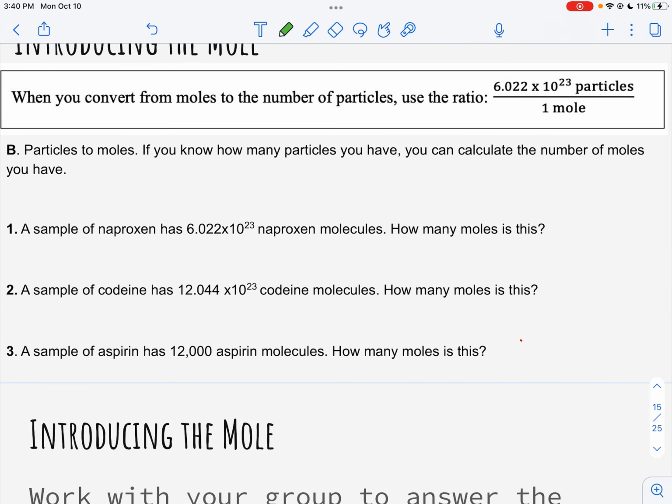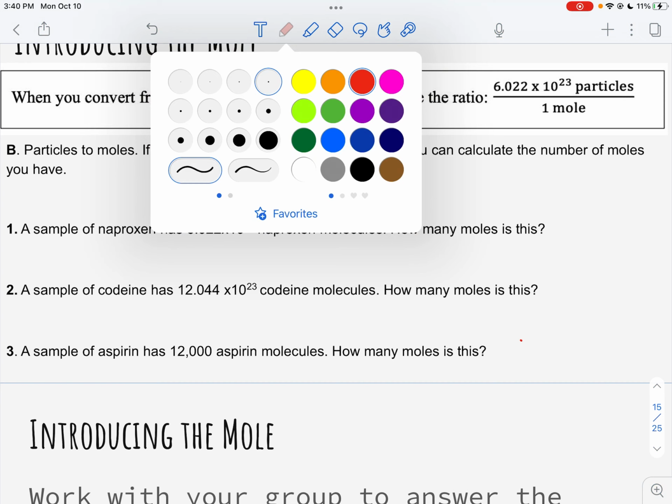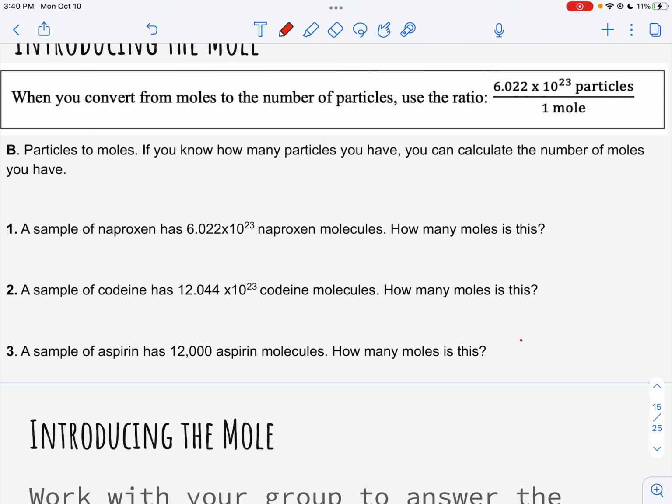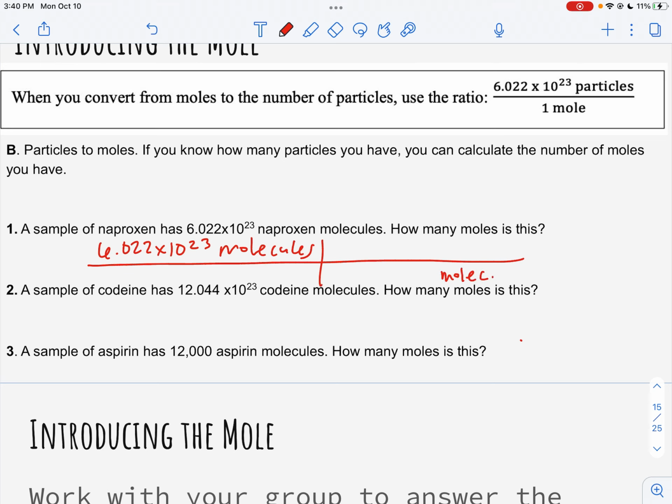So again, I'm just going to start with what I'm given. This is molecules. Set up my train tracks. I know that if I have molecules on the top, I want molecules on the bottom. And it's always 6.022 that goes in front of my things. Remember, because that is equal to 1 mole.